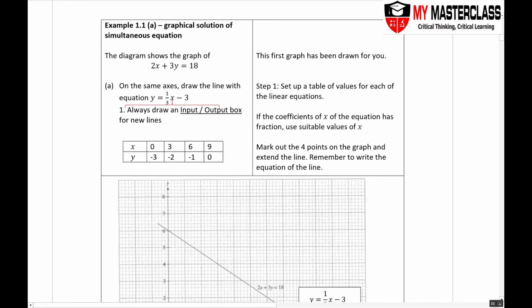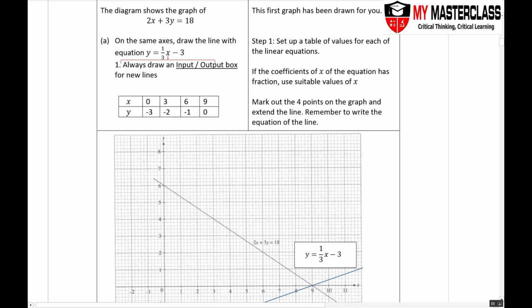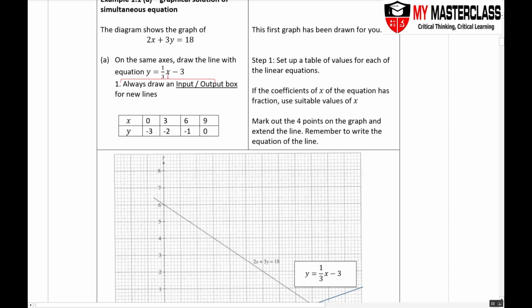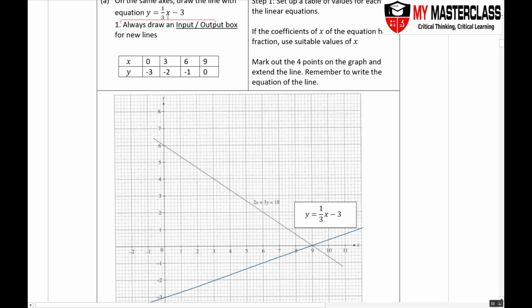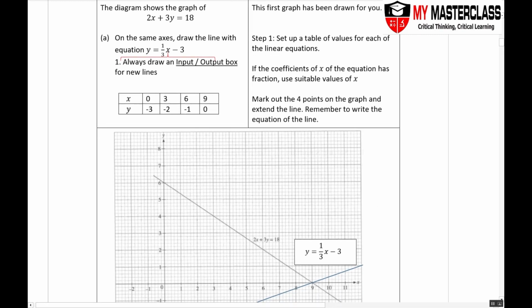if we look at the example below, graphical solution of simultaneous equations, which means I use the graph to solve the two equations. Originally they gave you a graph of 2x plus 3y equals 18, which is the line that is going downwards. They ask you, on the same axis, to draw the line with equation y equals 1/3 x minus 3.